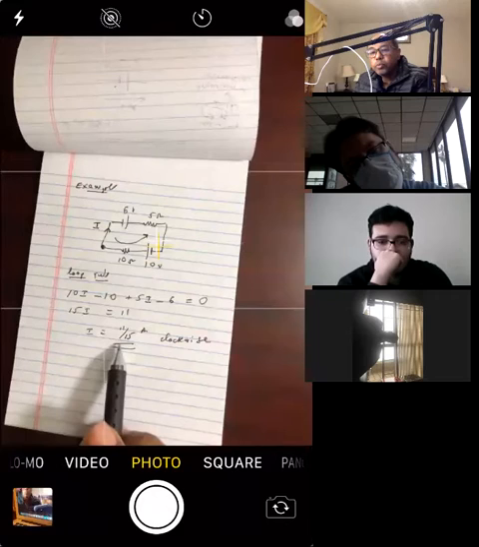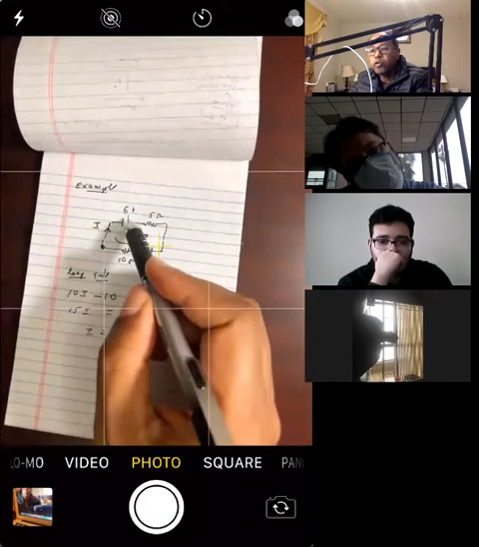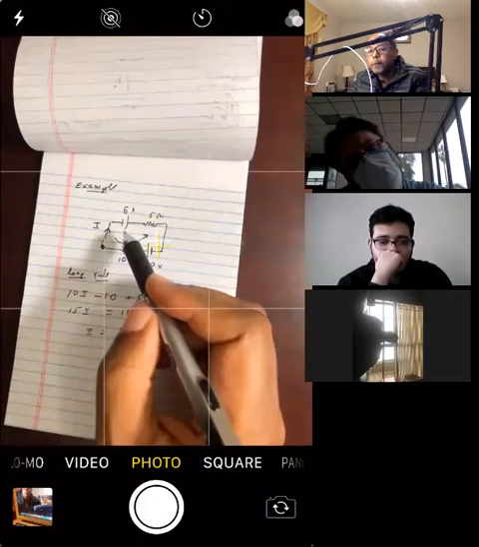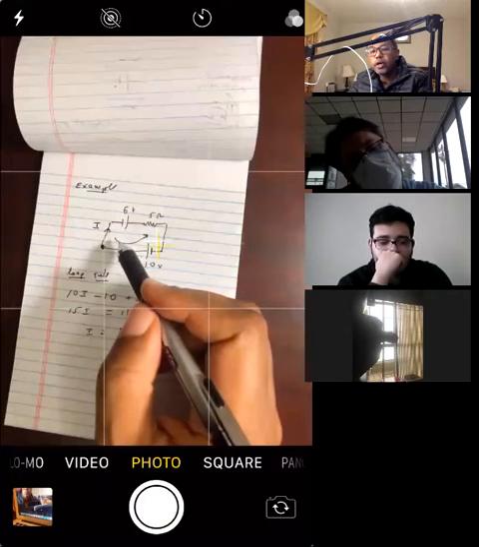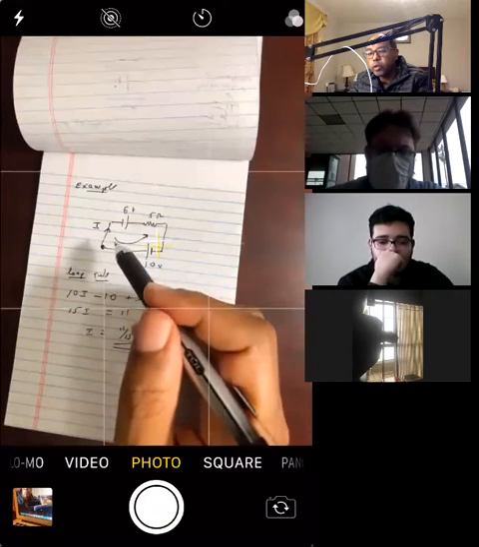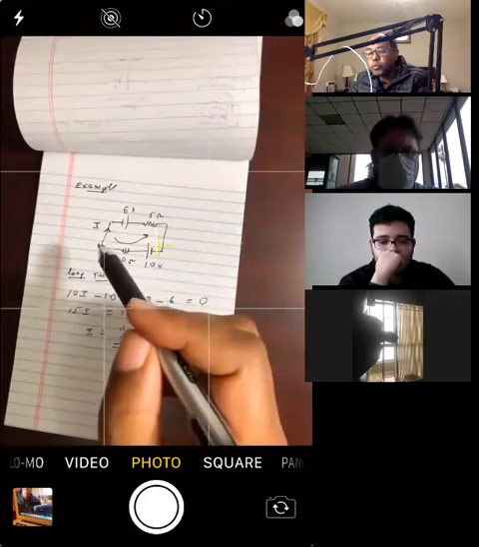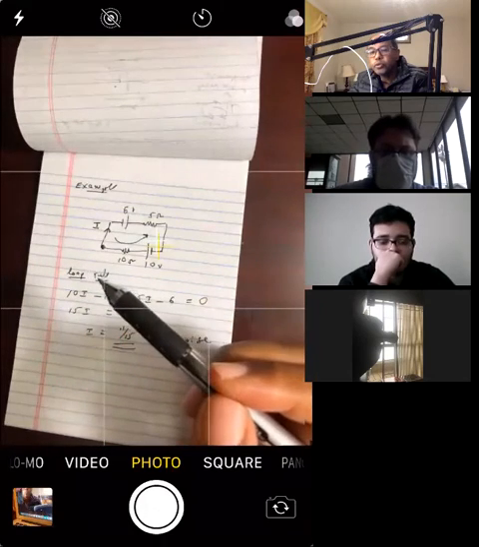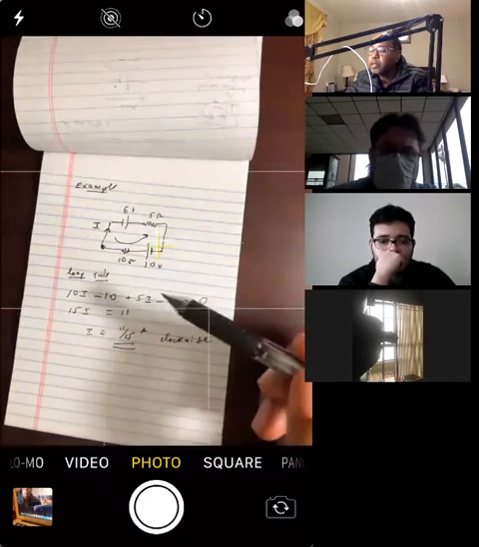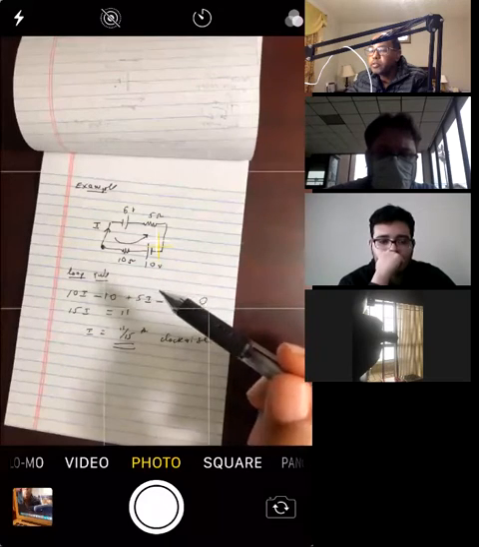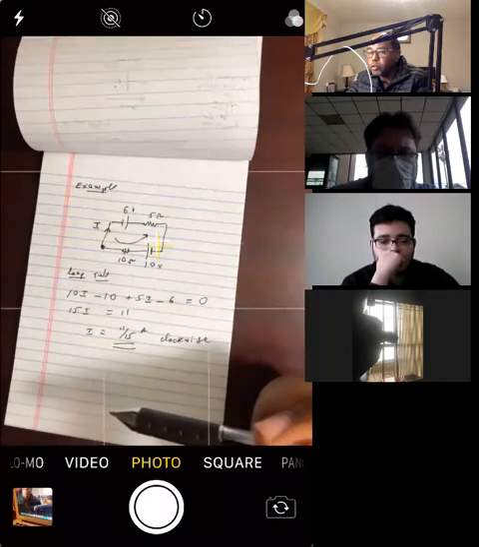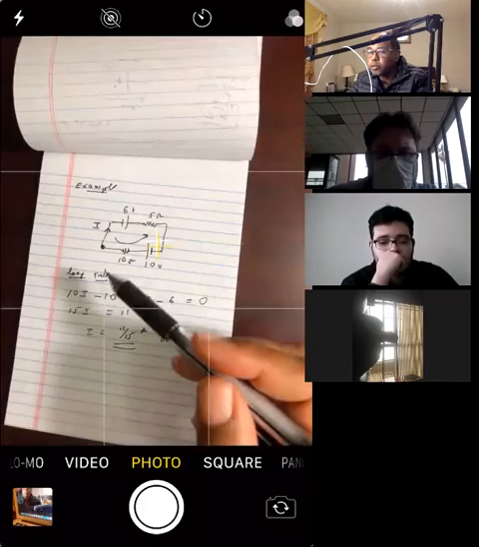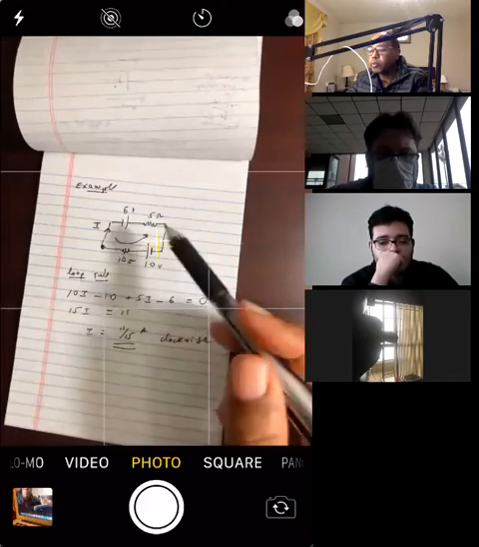But if this one turned out to be negative, it means the current is flowing in the other direction, okay? So you don't have to know the direction of the currents beforehand. The answer will tell you which way. If your answer turns out to be positive, your assumed direction is correct. But if the answer turns out to be negative, the direction is the other way around. If you choose clockwise, it will be counterclockwise. If you choose counterclockwise, it will be clockwise.